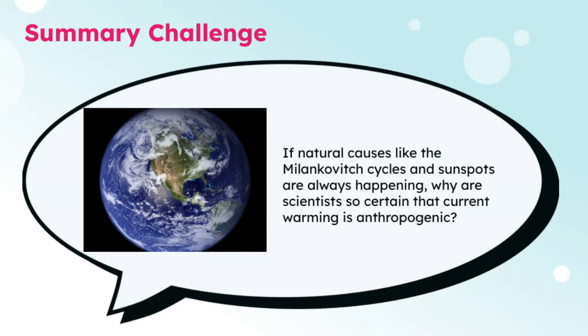Now let's bring everything together with the summary challenge. The question is, if natural causes like Milankovitch cycles and sunspots are always happening, why are scientists so certain that current warming is anthropogenic? This is asking you to compare evidence. First, natural cycles happen over long timescales. Milankovitch cycles take tens of thousands to hundreds of thousands of years. They cannot explain rapid warming over just 150 years.